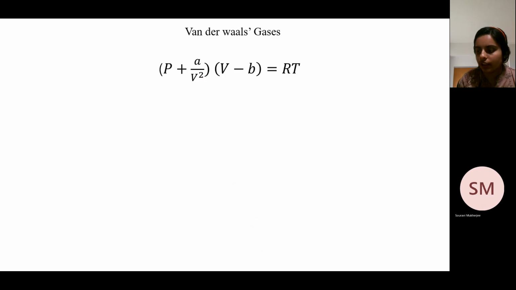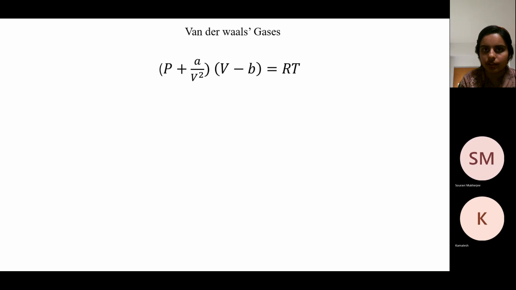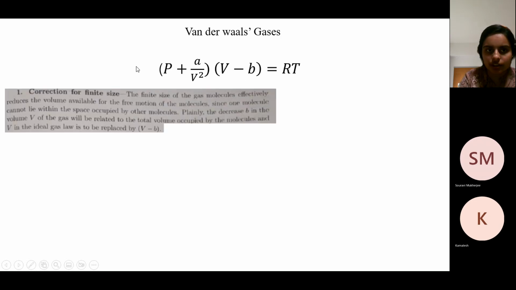So now what I'll talk about is van der Waals gases. Okay, so we know that this is your van der Waals equation, right? What is different from the ideal gas in the van der Waals gas is that here we have taken into consideration two things. First is the correction for finite size, where we consider the finite size of the gas molecules. So the volume is reduced to V minus B, where B is actually related to the total volume occupied by the molecules.